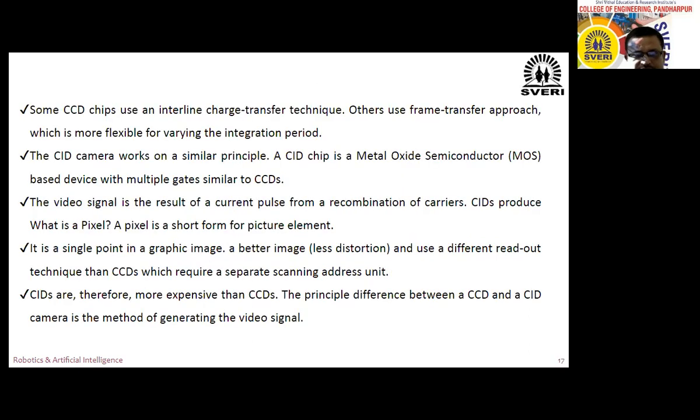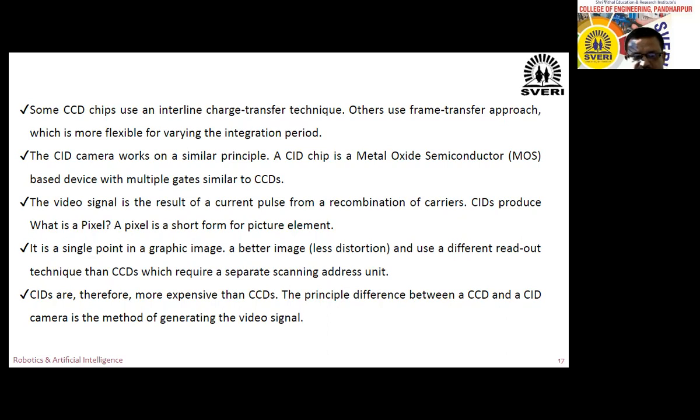Some CCD chips use an interline charge transfer technique. Others use a frame transfer approach, which is more flexible for varying the integration period. The CID camera works on a similar principle. A CID chip is a metal oxide semiconductor, or MOS, based device with multiple gates similar to CCDs. The video signal is the result of a current pulse from a recombination of carriers.